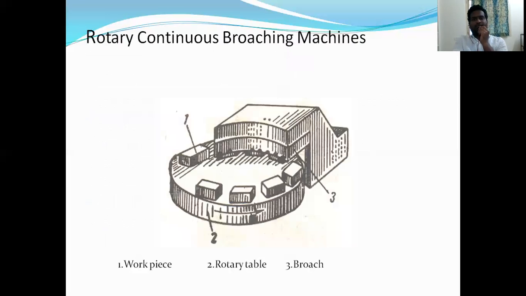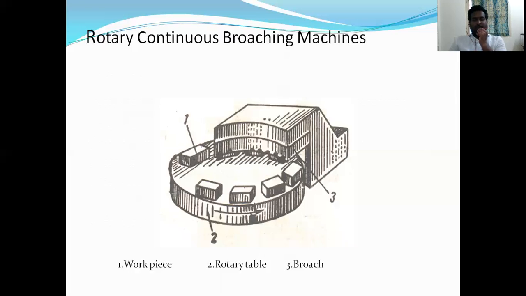So, the rotary continuous broaching machine. Here one is the workpiece, the second is the rotary table, and there is the broach. We can easily understand this by the diagram. The workpieces are rotating on this table, and somewhere the broach tool is fixed. While the workpieces pass through this broach tool, the machining process takes place and material is removed. After the material removal, we can unload the workpiece from the circular table.